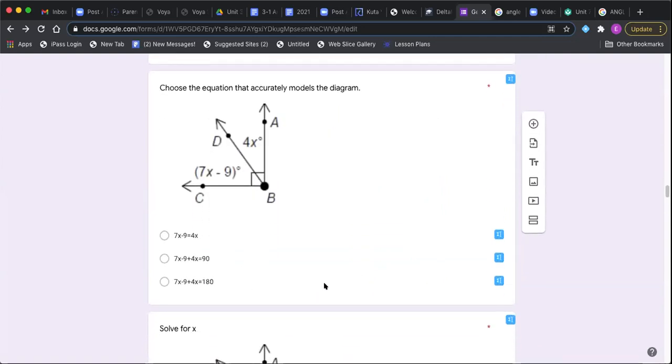All right, this next one, what's going on here? Well, I do know that this angle is 90 because it has that little box there. So I can confidently write the equation that says these two angles have a sum of 90. So what am I going to say? I'm going to say 7x minus 9 plus 4x equals 90.